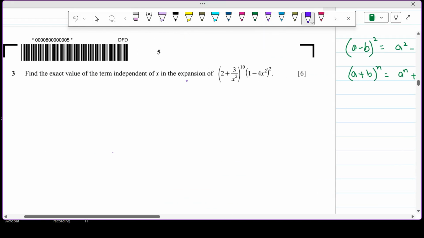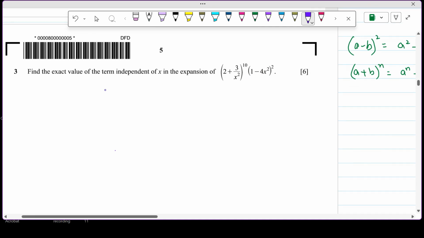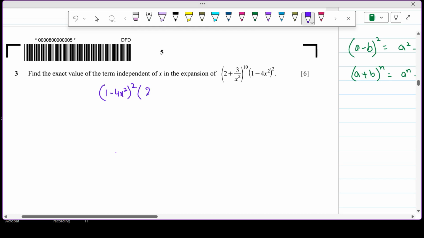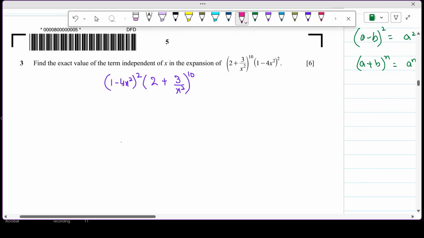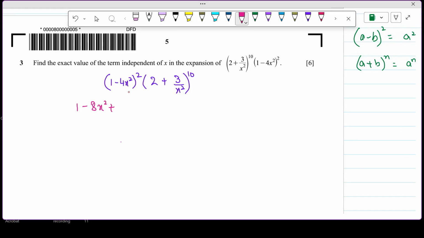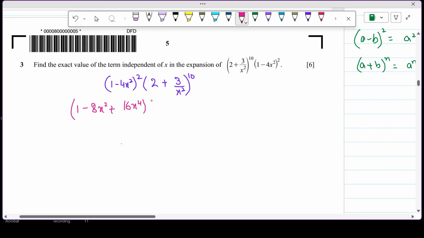So we can interchange them and write (1 − 4x²)² times (2 + 3/x²)^10. Okay, we can apply the (a − b)² formula in the first expansion. So we will have 1 − 2 times 4, which is 8x², plus (4x²)², which is 16x⁴.